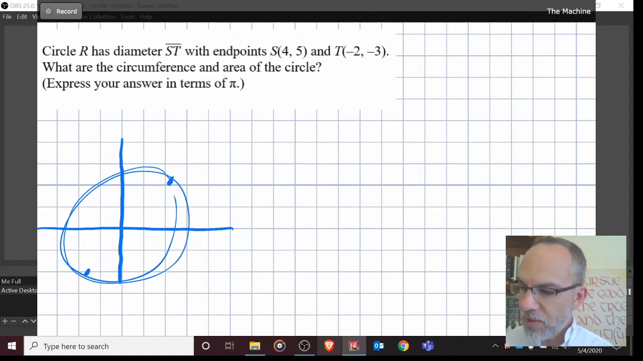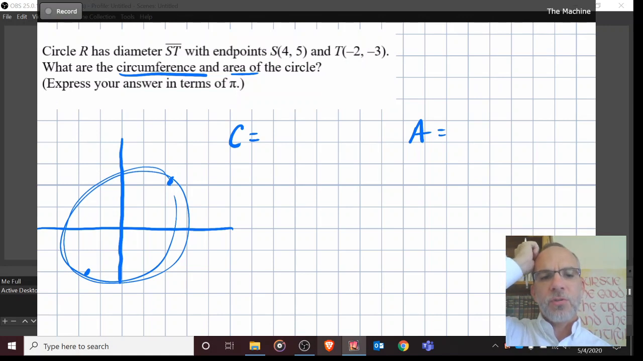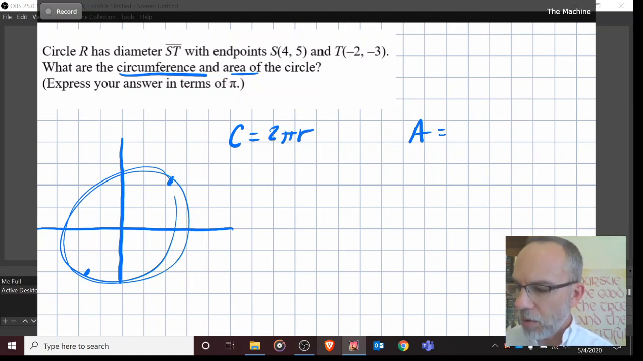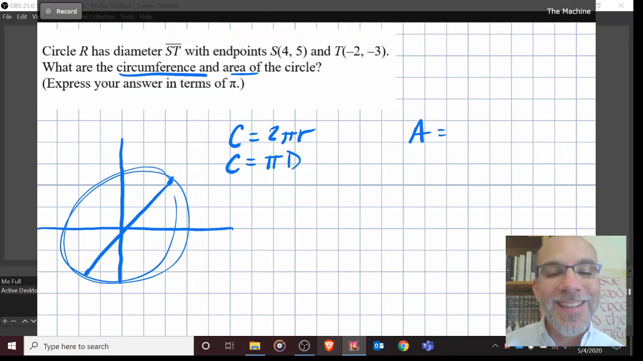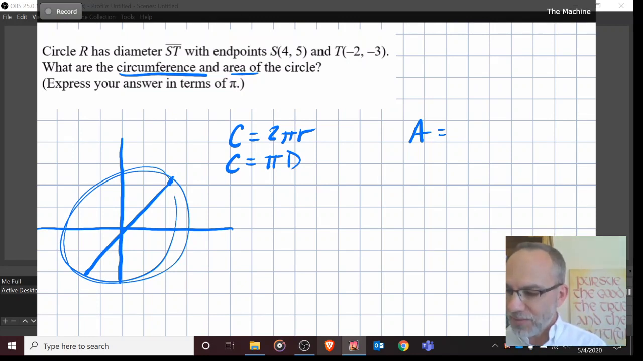What is the circumference and the area? Here's what I'm asking for: circumference and the area. The circumference is one thing, the area is something else. Remember the formula for the circumference of a circle? 2 pi r, or circumference is equal to pi times the diameter. Well, what's the diameter? It's the distance from here to here. Oh, the distance! If I can find the distance between those 2 points, S over here and T over here, then I can just multiply by pi.